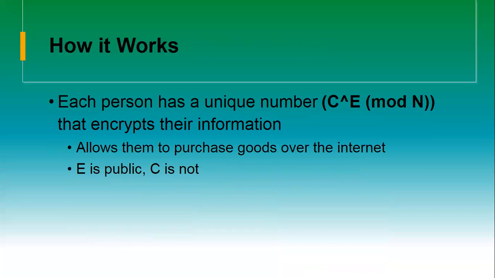So, how it works. Each person has a unique number, which we can represent as C to the E modulo N, that encrypts their information. I will come back to that notation in a moment. What this does is allow them to purchase goods over the internet, and the E is public. That's not a secret, but C is. C is your credit card number. Only you know that, hopefully.